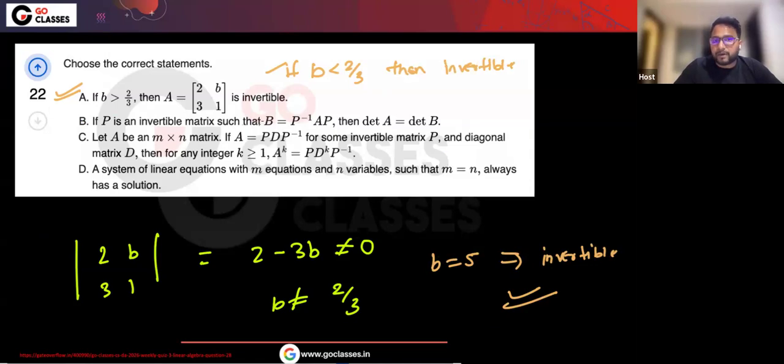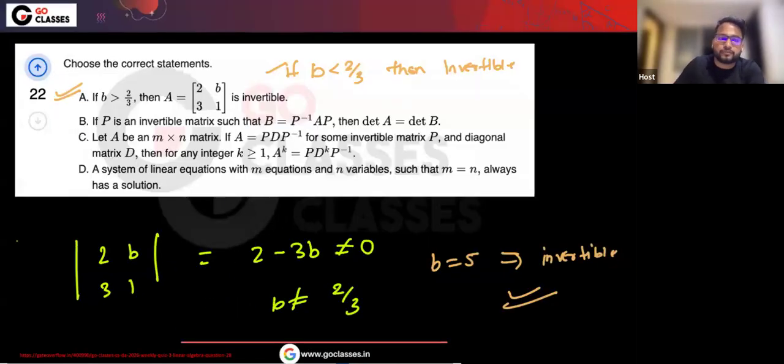If P is invertible matrix such that B equal to P inverse AP, then determinant. If you find out the determinant, then it will be 1 by P into determinant of A into P, right? So P and 1 by P will get cancelled out. So determinant of B is equal to determinant of P, 1 upon determinant of P, determinant of A, right? So actually, this will get cancelled out. So it is the determinant of A only. So determinant of A and determinant of B are same. So this is true. This is also true.